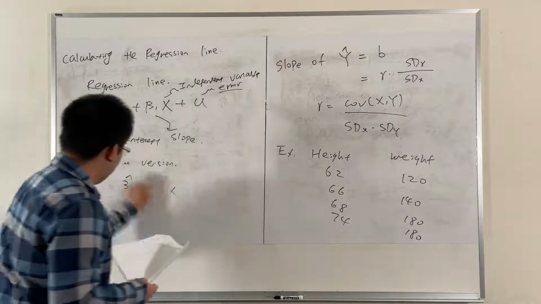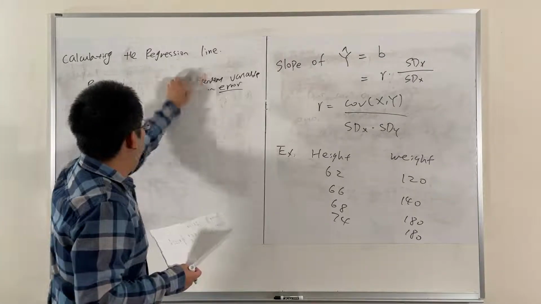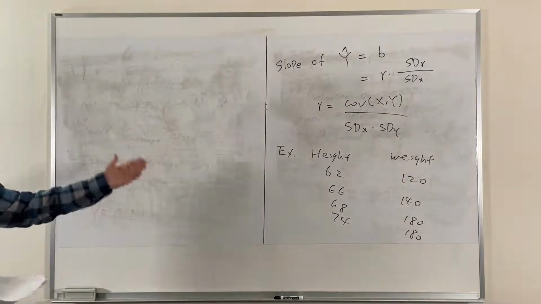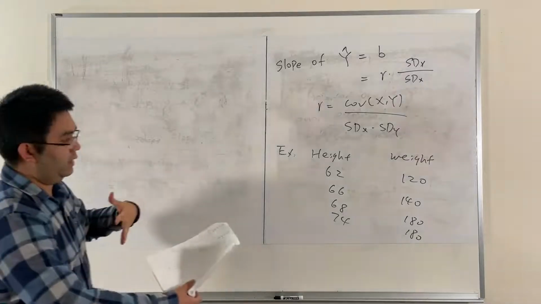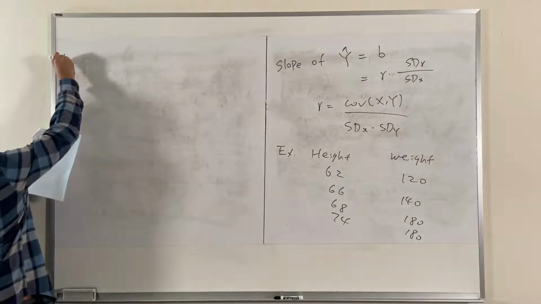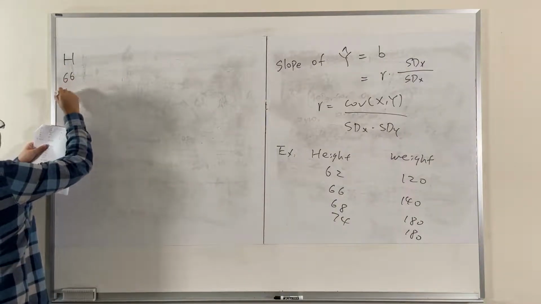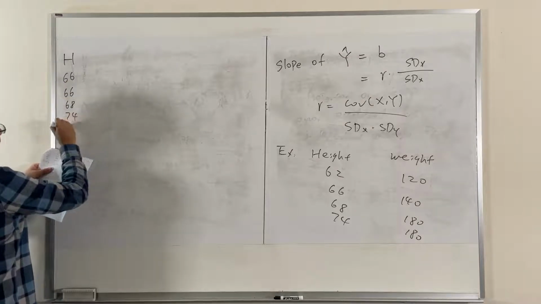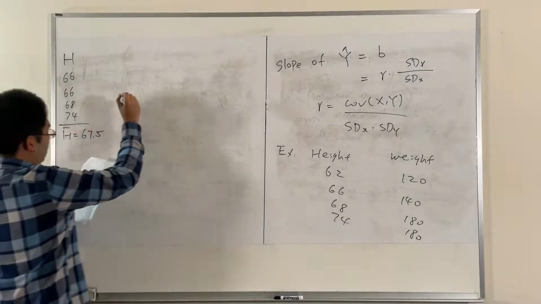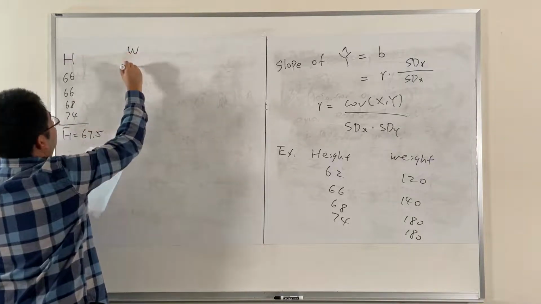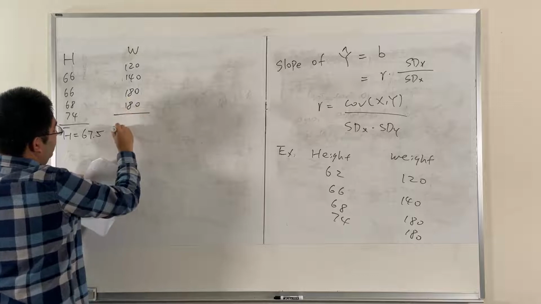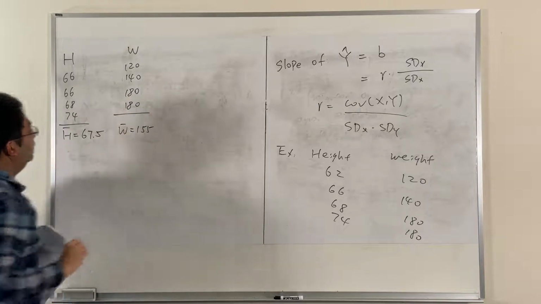So the way we solve this, one good way is to write out all the values that we need, and then we use those values and plug them into the formulas. So let me start by doing this. So the height, 62, 66, 68, 74. And with this, the average height is 67.5. The weight, 120, 140, 180, 180. The average is 155.